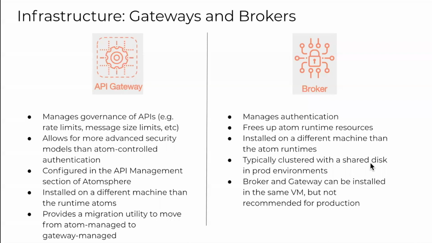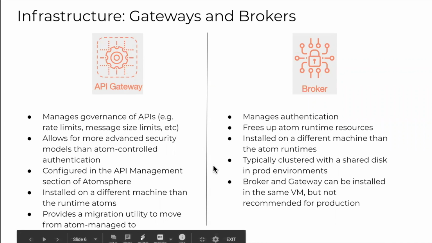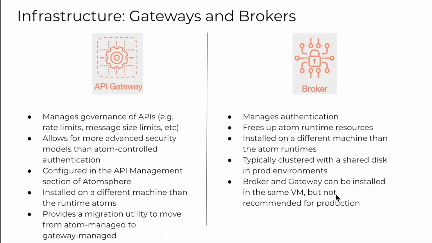Again, generally installed on different machines than the Atom runtimes. You can cluster these with a shared disk in production environments. Ours that we're going to use today is not clustered, but that's okay. And then, yeah, we've already said broker and gateway. Generally, you don't want those installed in the same VM, but in today's example, we're doing that.